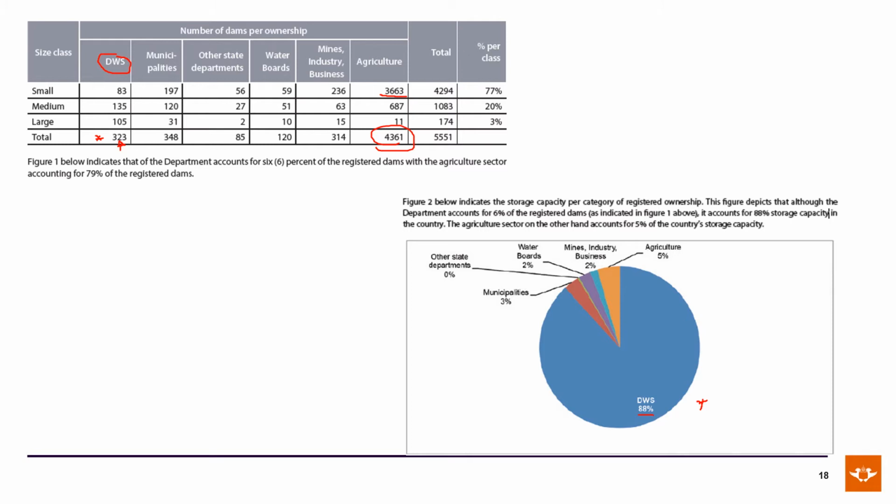but of that 323, they make up 88% of our national capacity. So in essence, government, the DWS, owns most of the water, almost 90% of the water in our country, and so therefore they are custodians of our water resources in our country. And just to highlight there, agriculture is the largest other single user and provider of water, in which they store their own water, as compared to mines and other industries.